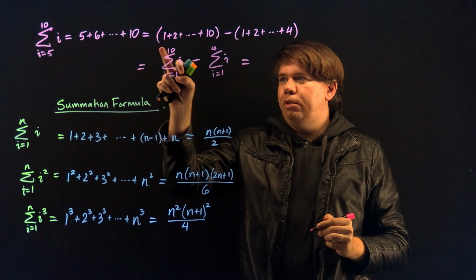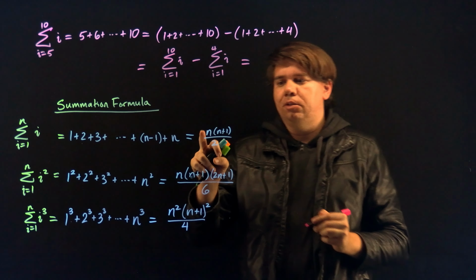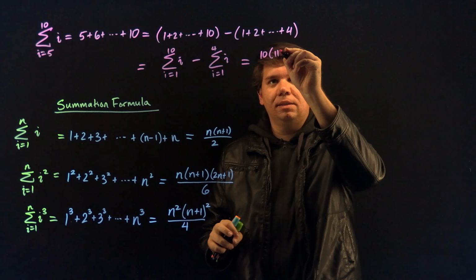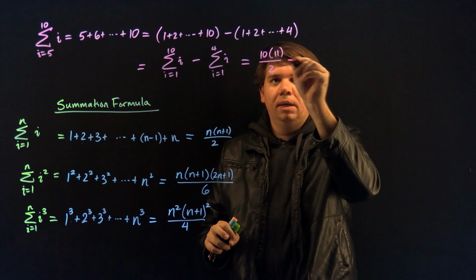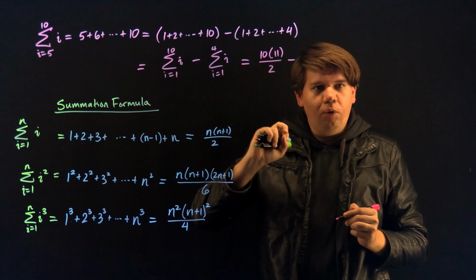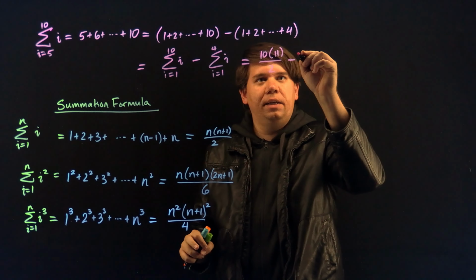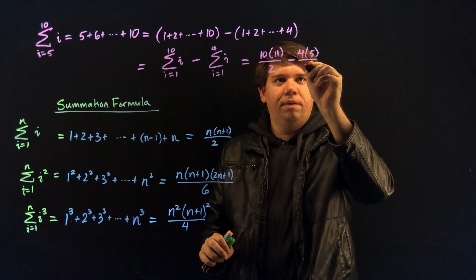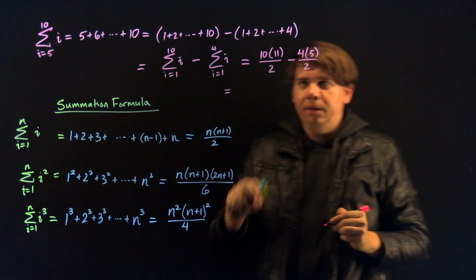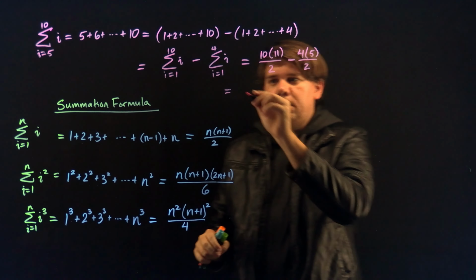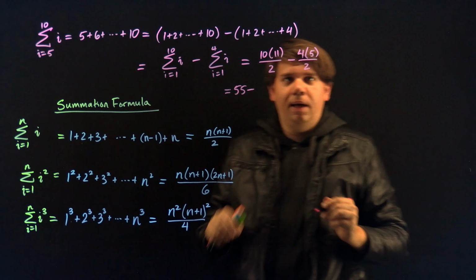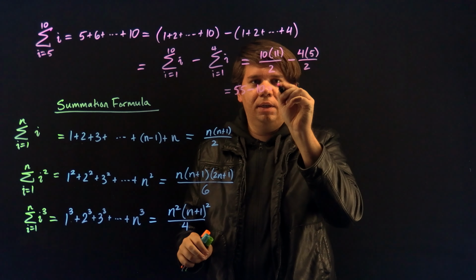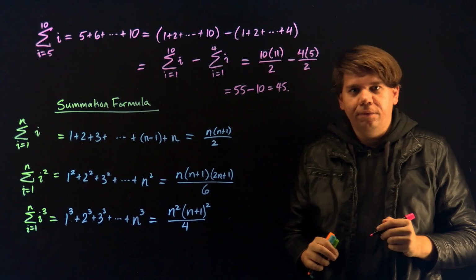The sum from 1 to 10, n is 10. So we get 10 times, that's n, times n plus 1, that's 11, divided by 2. Minus the sum from 1 to 4, n is 4 now, so 4 times n plus 1, times 5, divided by 2. And then simplifying, this is 5 times 11, which is 55, minus 2 times 5, which is 10, so we get a sum of 45.